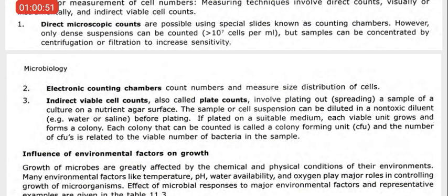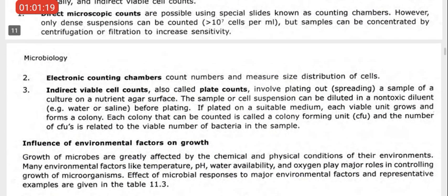Indirect viable cell counts, also known as plate counts, involve plating out or spreading a sample of a culture on a nutrient-agar surface. A sample or cell suspension can be diluted in a non-toxic diluent, water or saline, before plating. If plated on a suitable medium, each viable unit grows and forms a colony. Each colony that can be counted is called a colony forming unit, CFU, and the number of CFU is related to the viable number of bacteria in the sample.